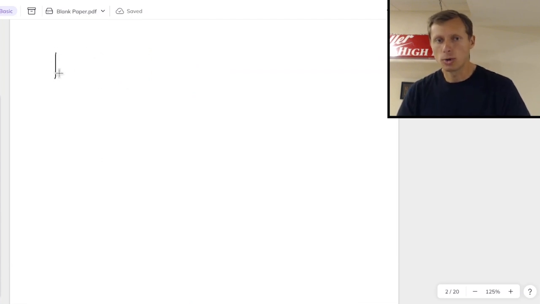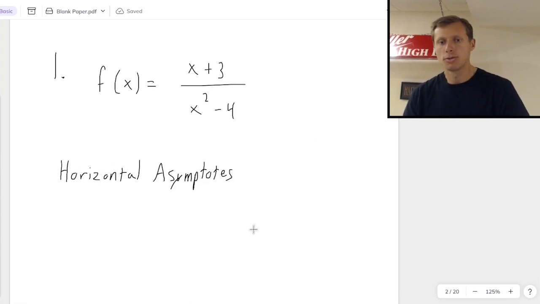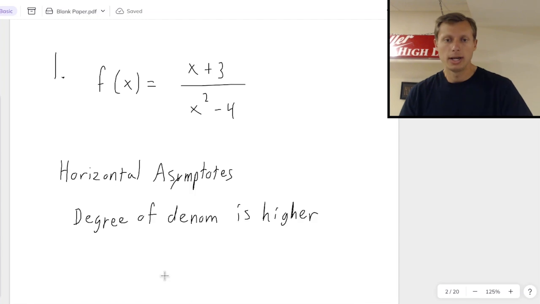So let's go ahead and get into our first example, which is the one I just wrote above. f of x equals x plus 3 divided by x squared minus 4. So I don't care what thing you find first, the asymptotes or the intercepts. It really doesn't matter. I'll start with the horizontal asymptote. So to find horizontal asymptotes, I'm looking at whose degree is higher. Looks like the denominator degree is higher because it's squared. And so that means automatically there's a horizontal asymptote at y equals 0. Whenever the degree of the denominator is higher, the answer will always be y equals 0.